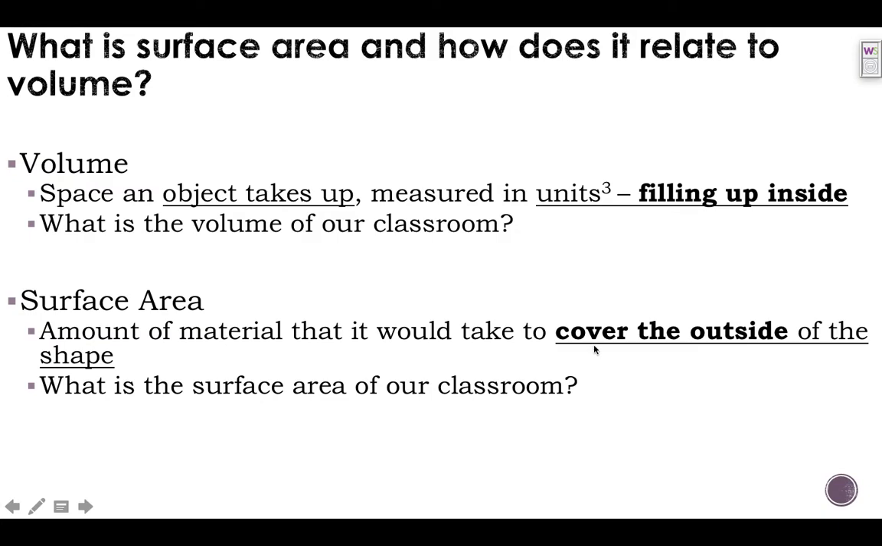So when we think about our classroom, what parts of our classroom are the outside? This is talking about the walls, the ceiling, and the floor. Volume is kind of like how much water would it take to fill something up. Surface area is kind of like how much paint would it take to cover something. Okay, wrapping paper is another good illustration of surface area. How much wrapping paper does it take to cover something perfectly? Surface area, because it is an area, is measured in units squared. This is an important difference from volume.